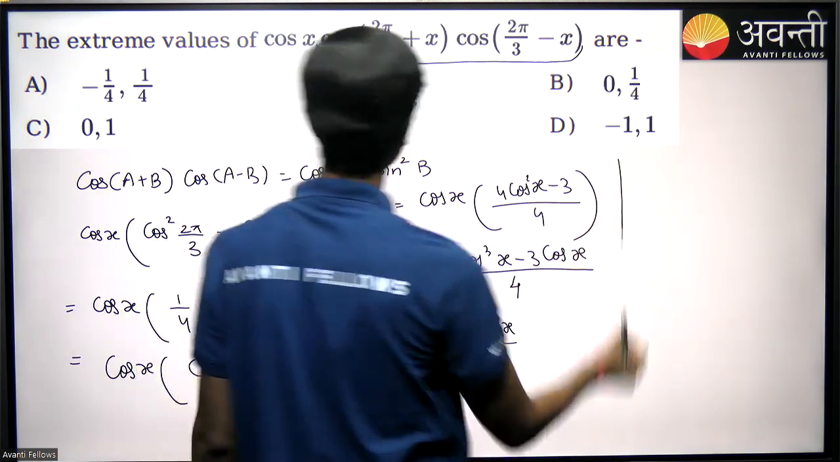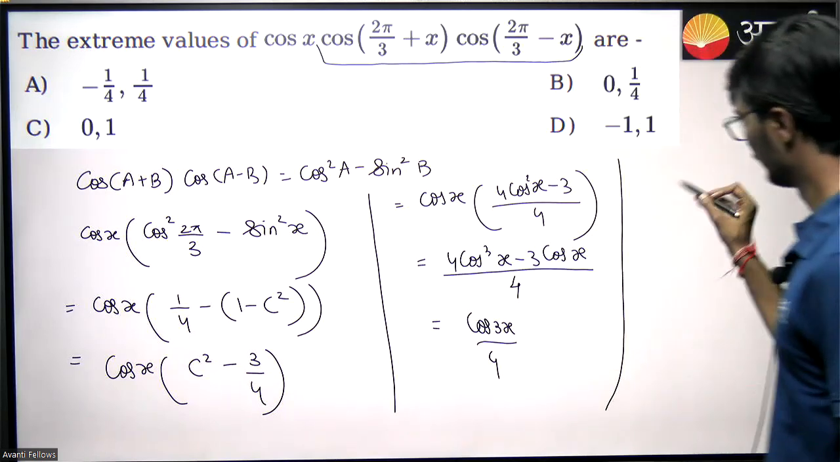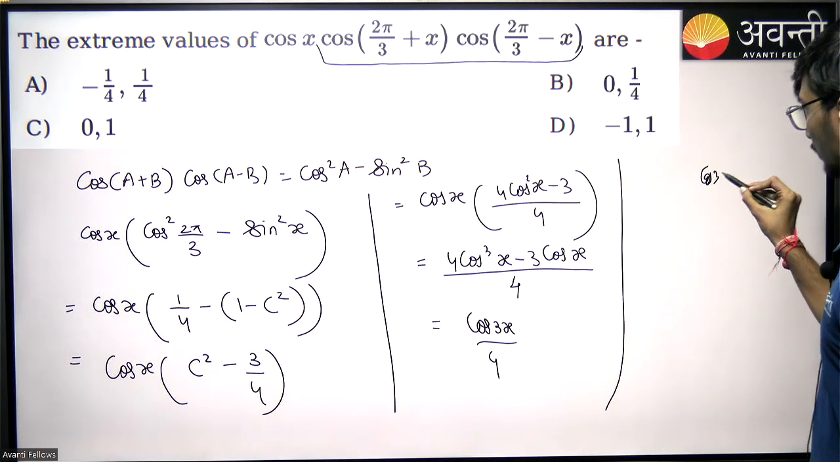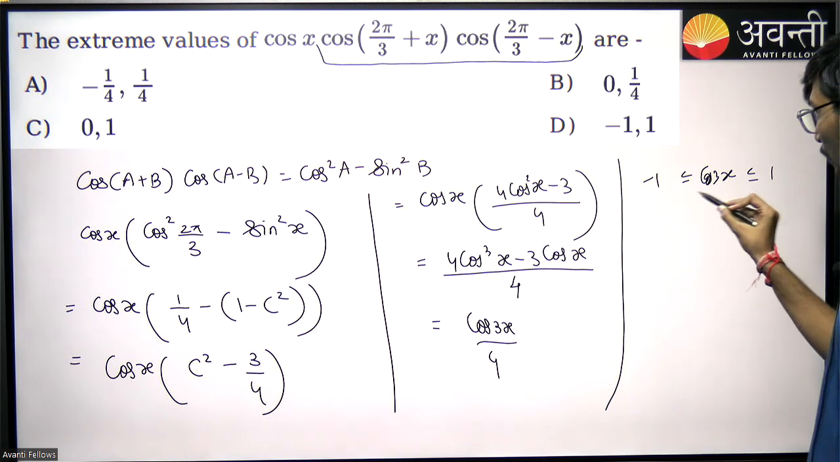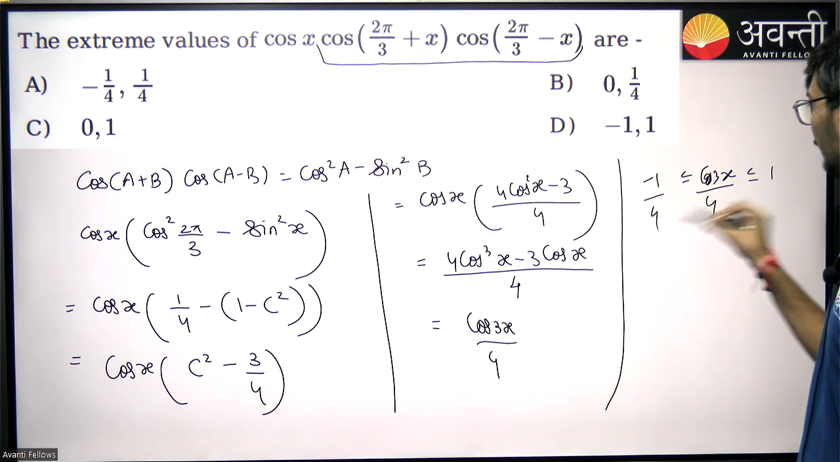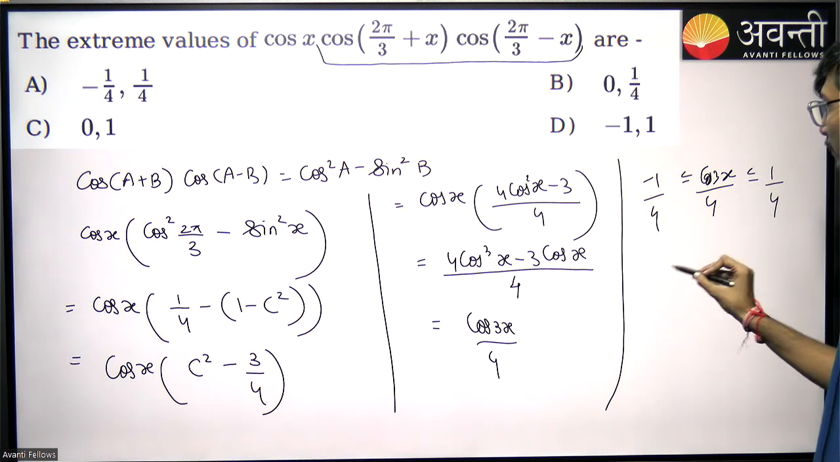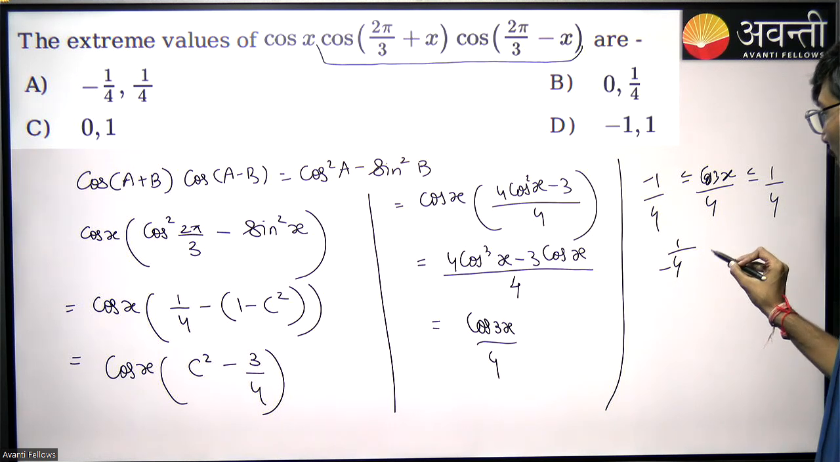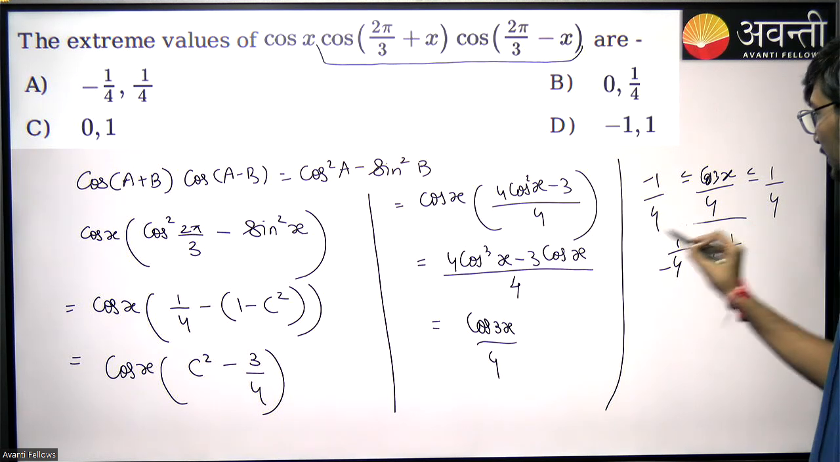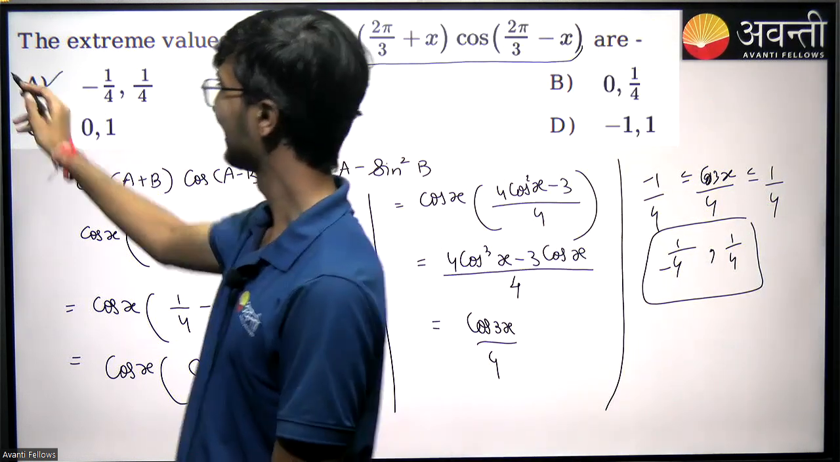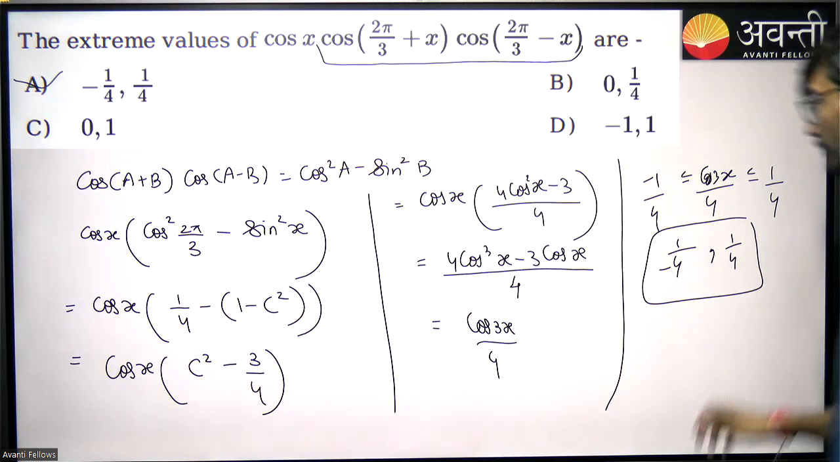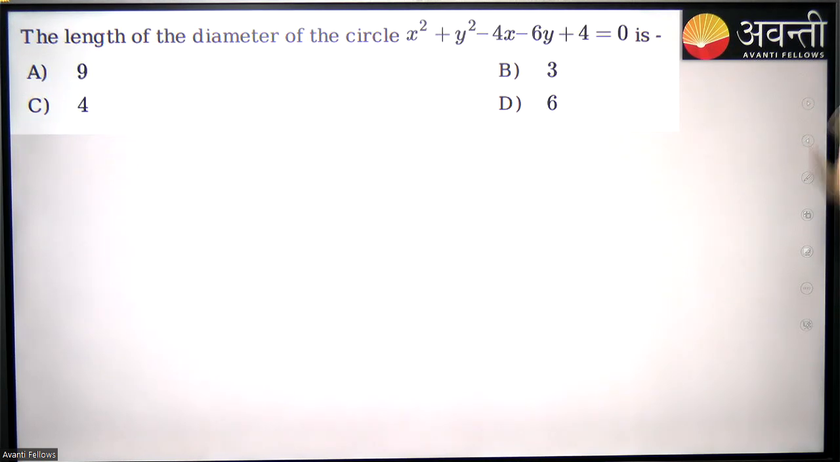Now we have to find the extreme value. So we know that cos 3x will be between minus 1 and 1. So cos 3x by 4 will be between minus 1 by 4 and 1 by 4. So minus 1 by 4 and 1 by 4 will be the extreme values, which is option number A. Right, guys? Let's see the next one.